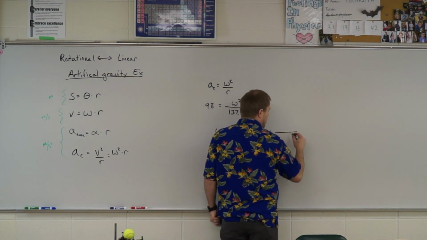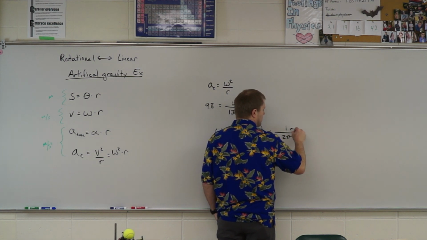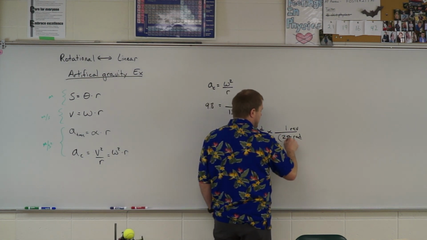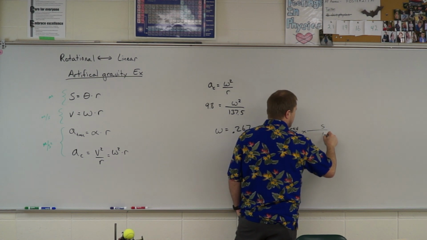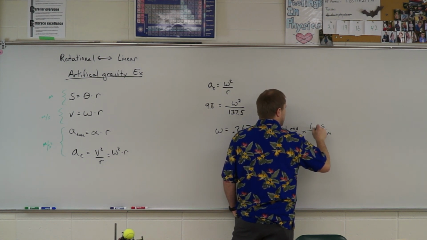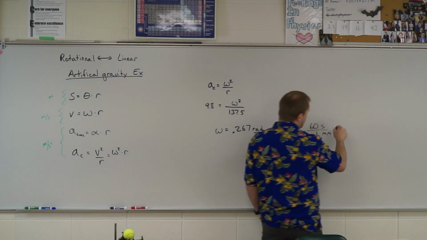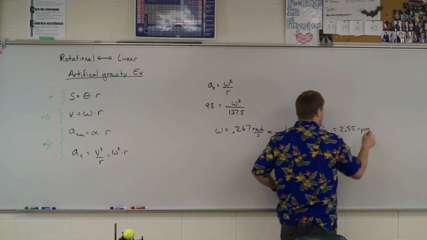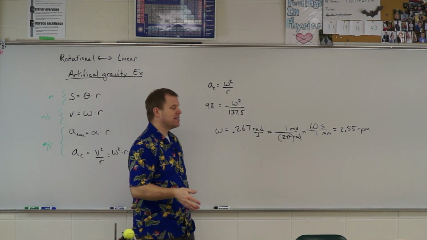So let's make sure we change this. So there's 2 pi radians in 1 revolution. Make sure whenever we divide by 2 pi, we got to put those parentheses on there. That's vitally important here. We want to get rid of seconds, go to minutes. There is 60 seconds in a minute. When we put all that into our calculator, we should get 2.55 RPM, revolutions per minute.